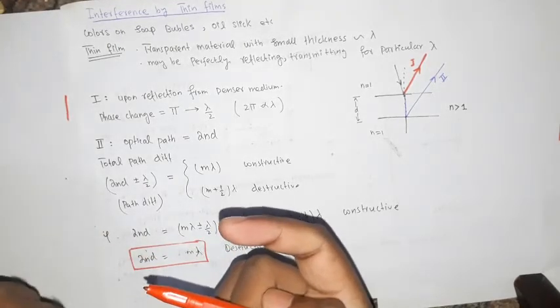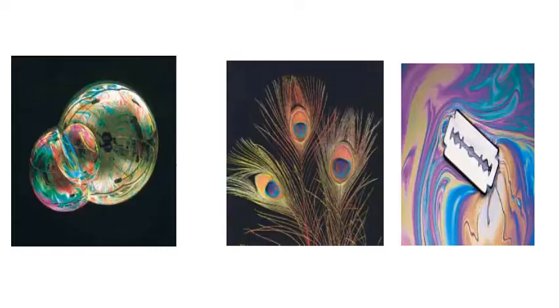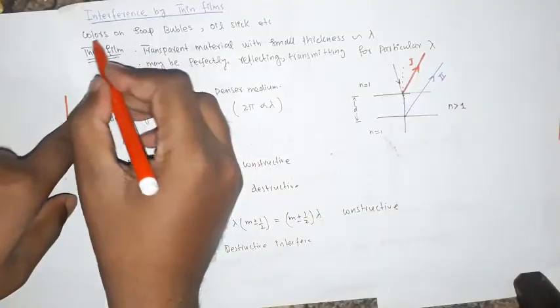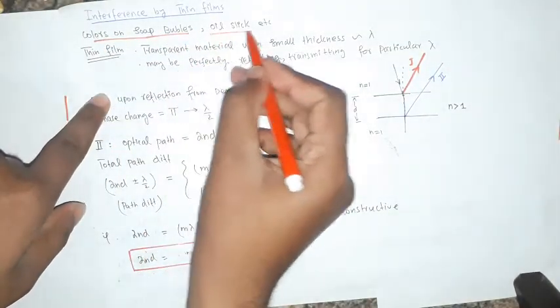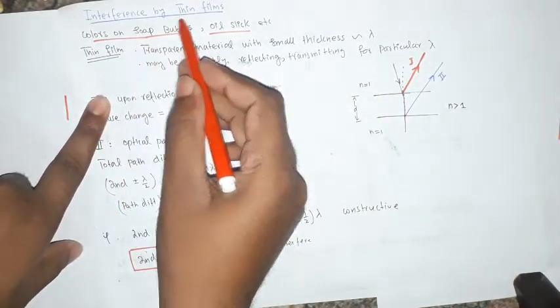So in this video I'm going to talk about the interference by thin films. You can see on the screen the colors on a soap bubble or on a thick slick of oil. This is a particular optical phenomenon, and it can be explained using this model, the interference by thin films. The colors on soap bubbles, oil slicks, etc. can be explained using this phenomenon of interference by thin film.